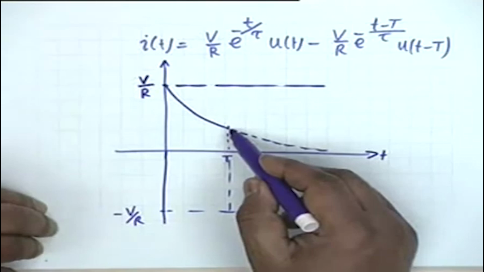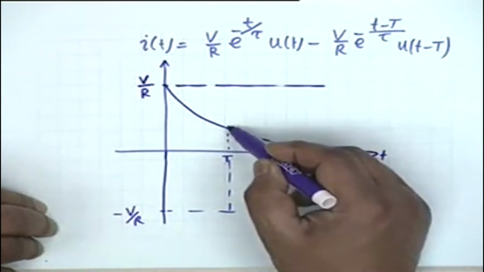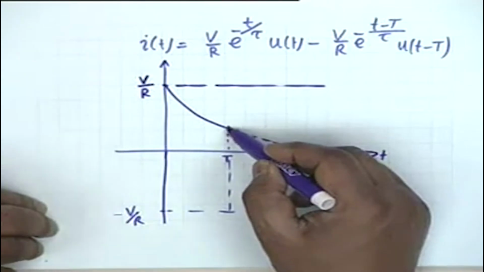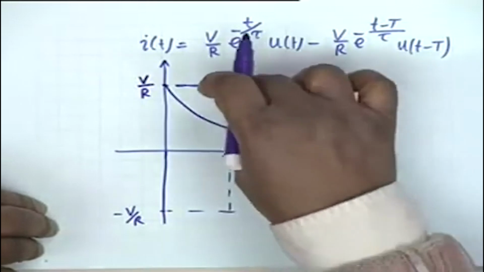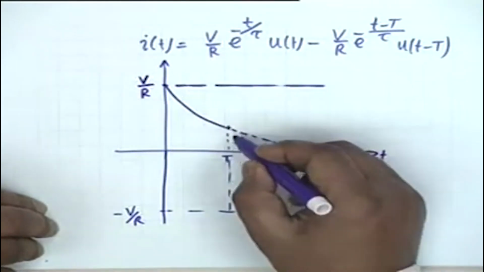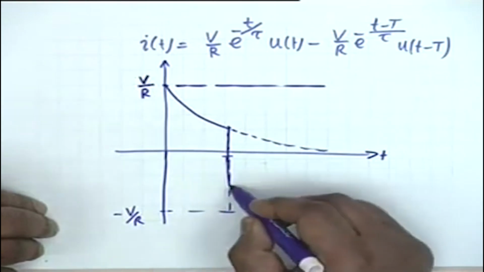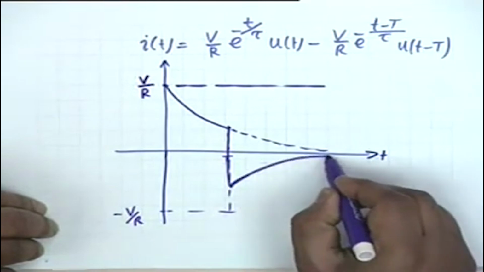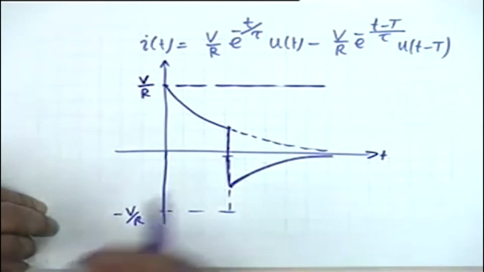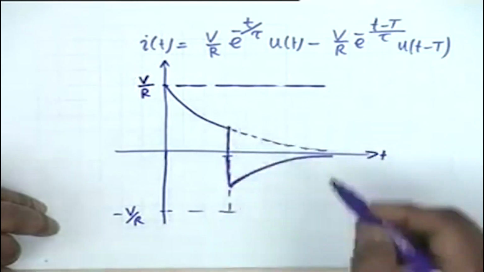So what do you think will happen at t equal to capital T? The current shall suddenly come down by how much? This minus this. In other words, this much. It will come down by this much, so it will go somewhat like this. And then what will happen? As t tends to infinity, it will go towards 0. As t tends to infinity, both terms go towards 0. So this will be the current response.